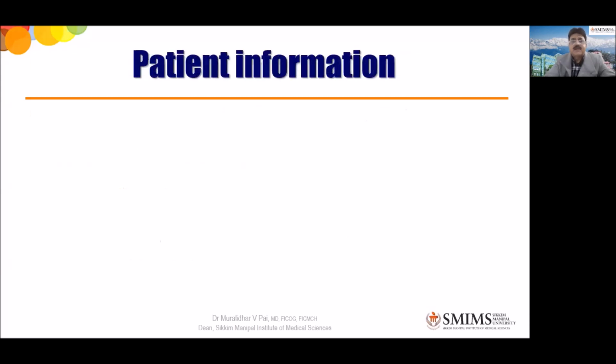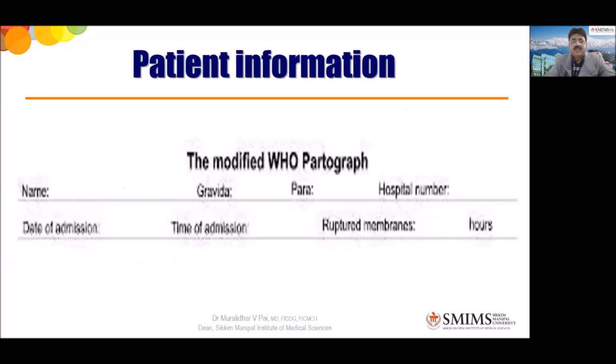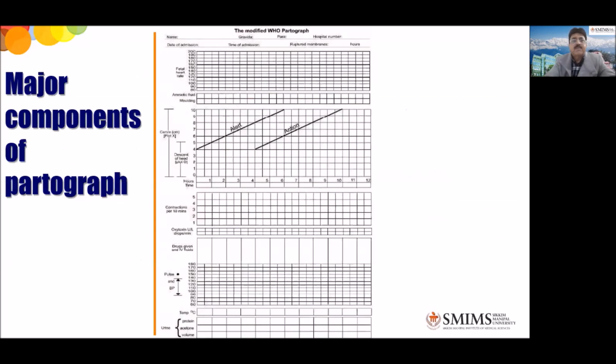The first part of the partogram is the patient information. Probably this is the easiest part. You have to write the name, gravida, para, hospital number, date of admission, time of admission, whether the membranes were ruptured at the time of admission or not. If ruptured, since how many hours it is ruptured. Very simple, straightforward. The other major components are fetal heart rate. I will elaborate on each one of them.